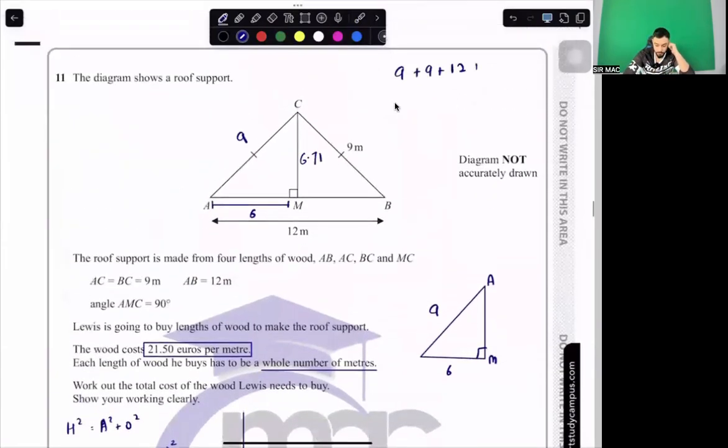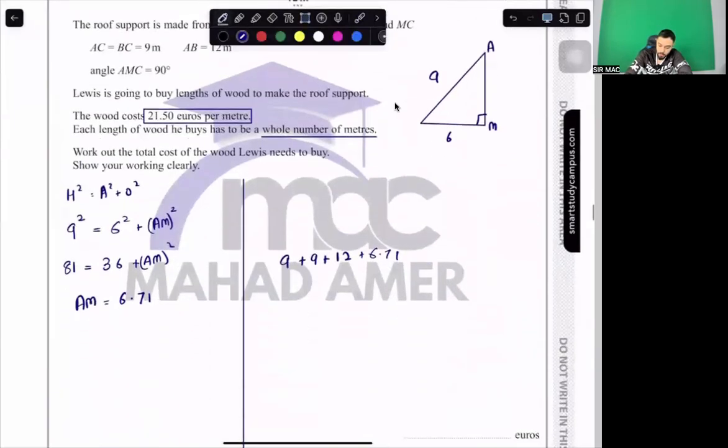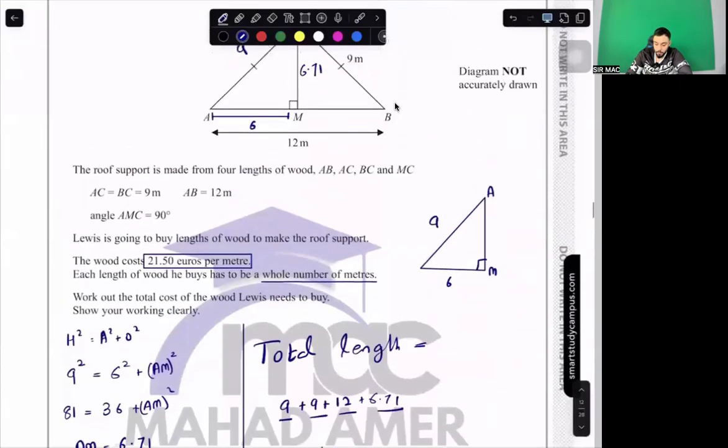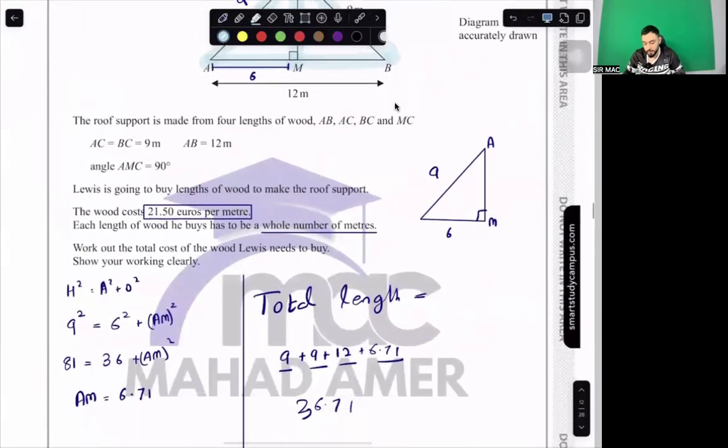So the total length that I need is going to be equal to 9 plus 9 plus 12 plus 6.71, and the total length I need is going to be 36.71. So there's one length 9, the other one 9, that's 18, that's 12, and that's 6.71. That's all the length combined. Total length that I need is 36.71.